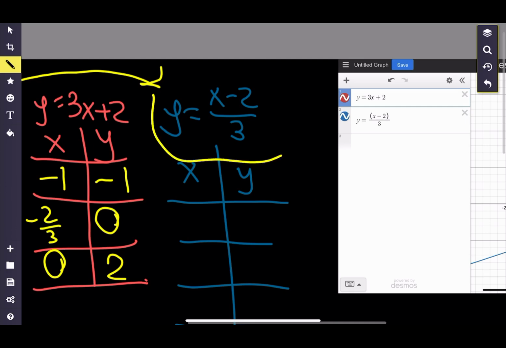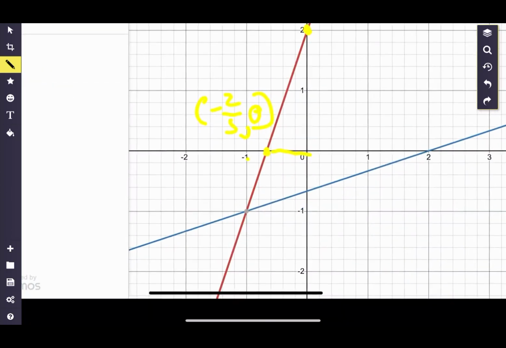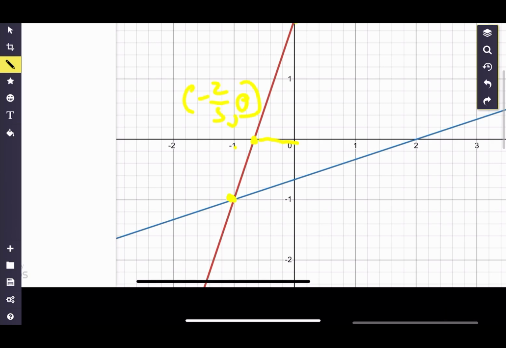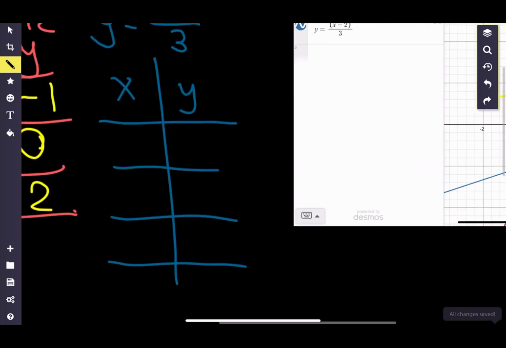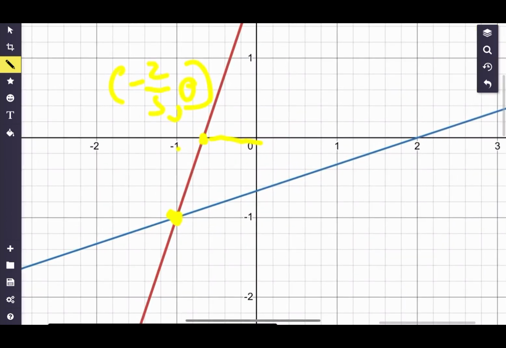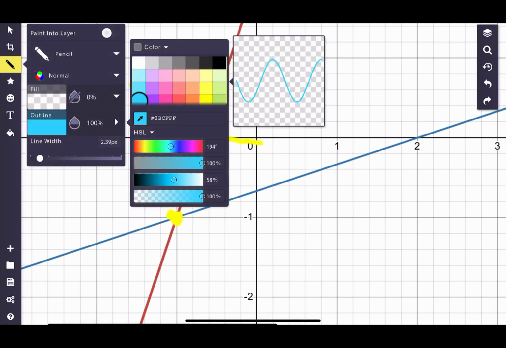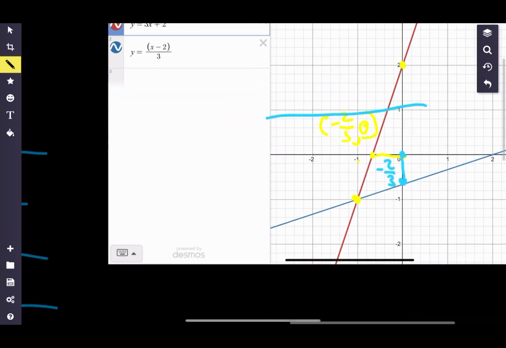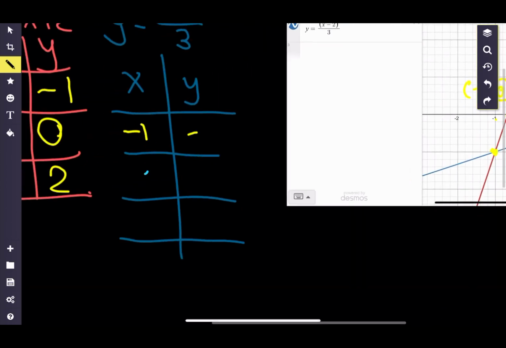Now let's take a look at the blue graph. This is the blue graph. When our x value is equal to -1, our y value is also equal to -1. So that's one thing. When our x value is equal to 0, right over here, our y value looks to be -2/3. So when our x value is equal to 0, our y value is equal to -2/3.